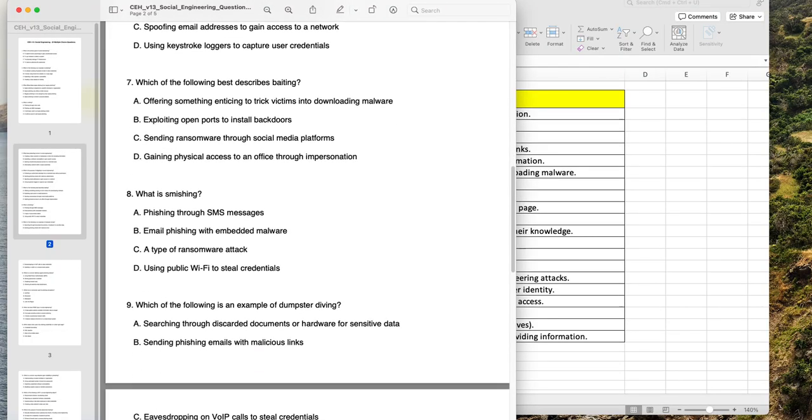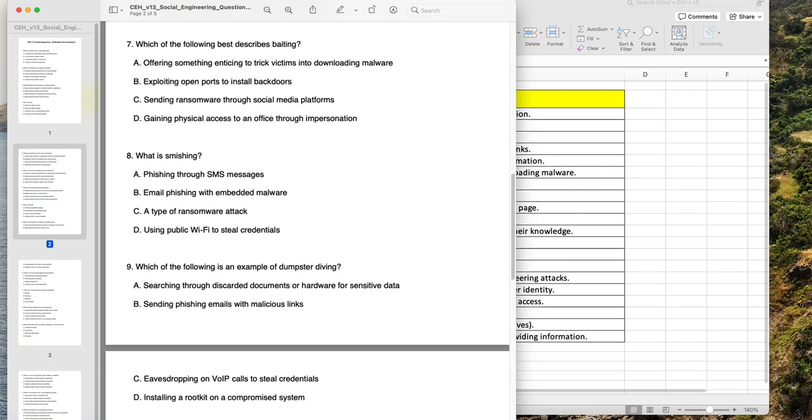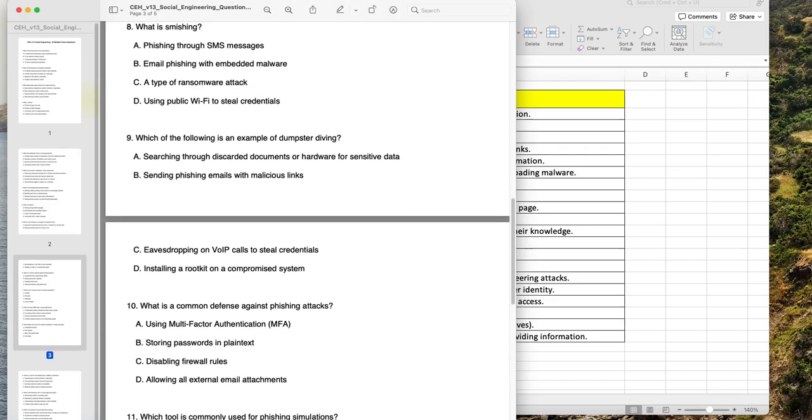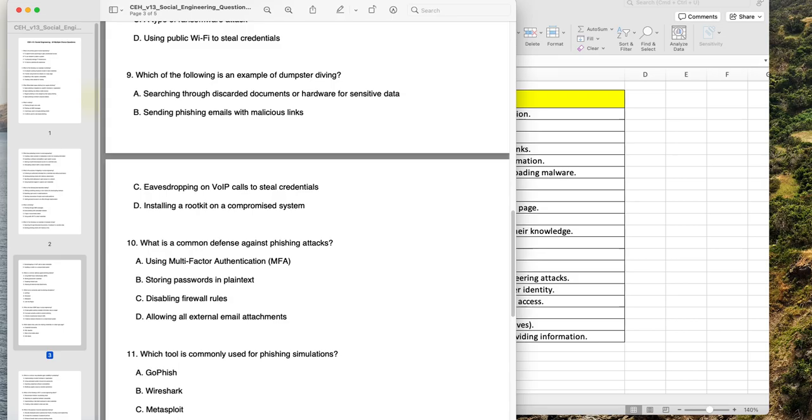What is smishing? We just covered that in here. Which of the following is an example of dumpster diving? Common sense. What is a common defense against phishing attacks, and that is MFA for now. You can use maybe Windows Hello. We can make a case that also is going to help you for that.